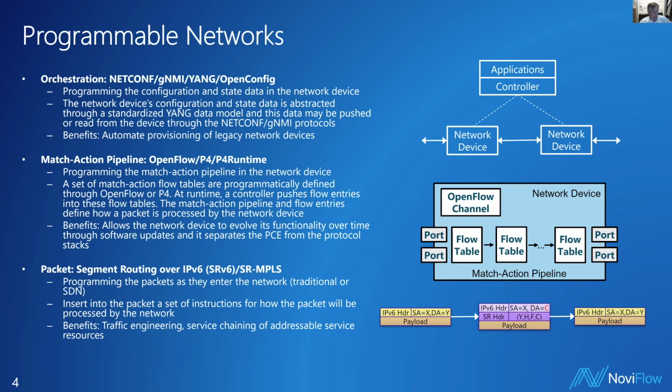The second way is to program the match action pipeline of the network devices. Here, a set of match action flow tables are programmatically defined through either OpenFlow or P4. At runtime, a controller pushes flow entries into these flow tables using the OpenFlow or P4 runtime protocols. The match action pipeline and the flow entries define how packets are processed by the network device. The application interacts directly with the match action pipeline in this way of programming.